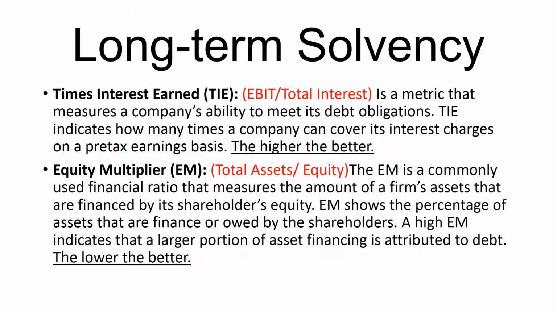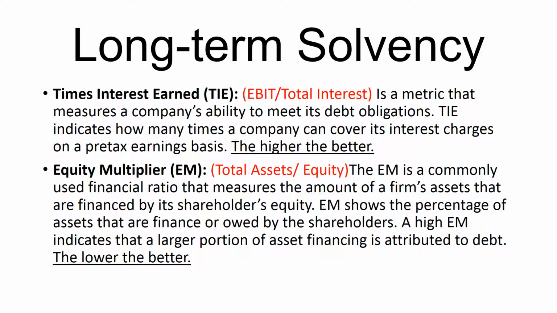Alright, so moving on to the second question of which of the companies you would give a 5 year loan for $500,000. In order to answer this question, we have to analyze the long term solvency of these companies. In order to do so, we're going to be using two different ratios. The first ratio is times interest earned. Times interest earned is a metric that measures a company's ability to meet its debt obligations. It indicates how many times a company can cover its interest charges on a pre-tax earning basis.